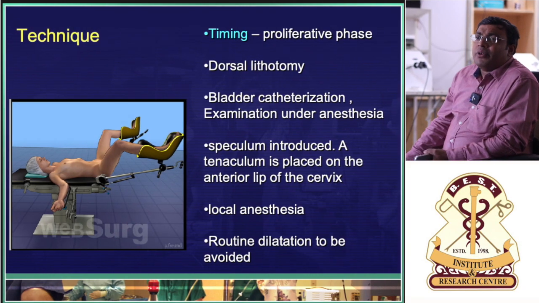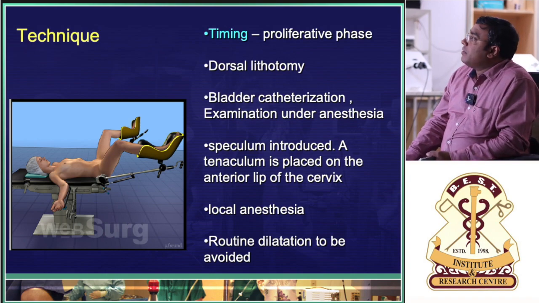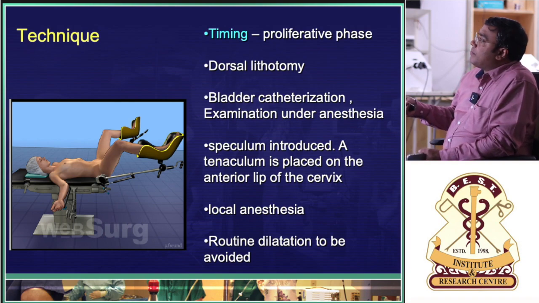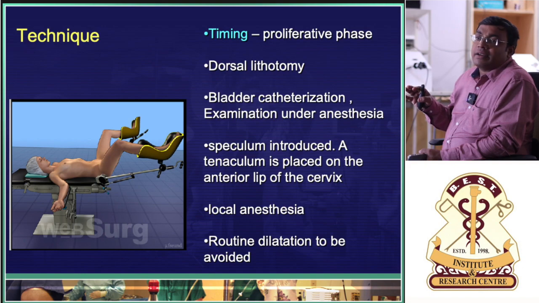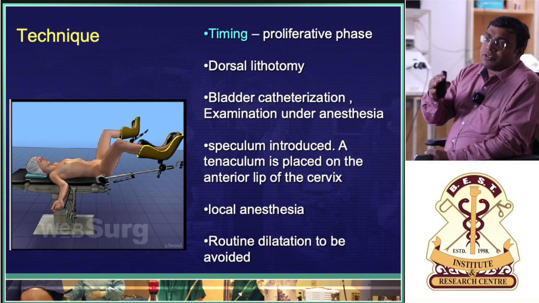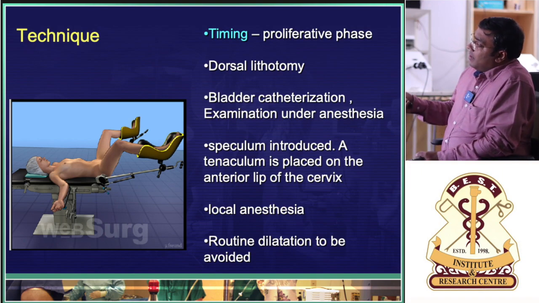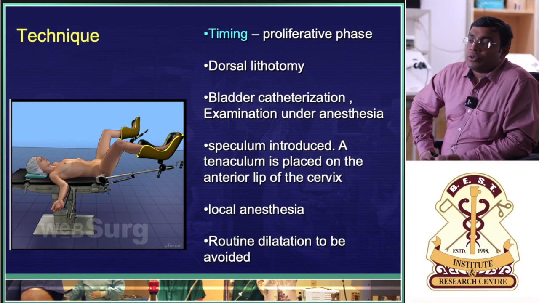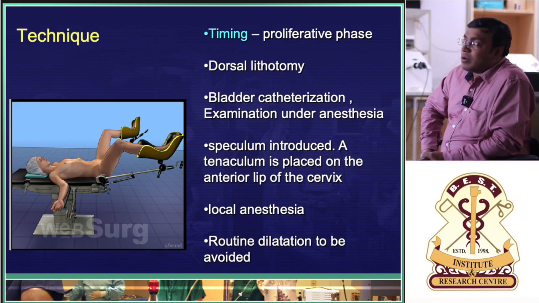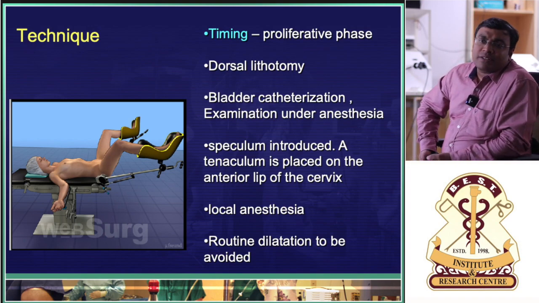Okay. So generally for diagnostic hysteroscope, early proliferative phase is what we prefer to do. Then dorsal lithotomy, everything is the same. Okay, we don't catheterize the bladder at all. We make the patient pass urine just before taking into the OT, do the hysteroscope, and then she can go back to the recovery room and then to her room. Conventional hysteroscope, a speculum is introduced, either a tenaculum or a vulsellum or an Allis is used to catch hold of the anterior lip of the cervix. We don't give local anesthesia because patient is already under general anesthesia, and then routine dilatation of the cervix is not done.